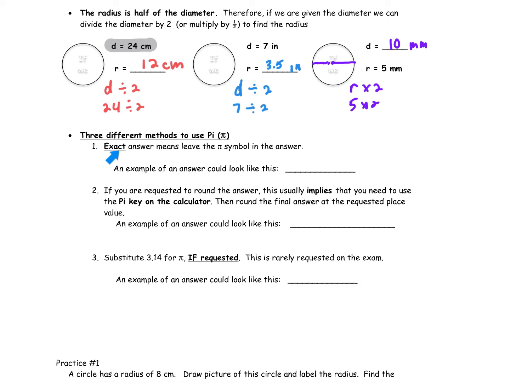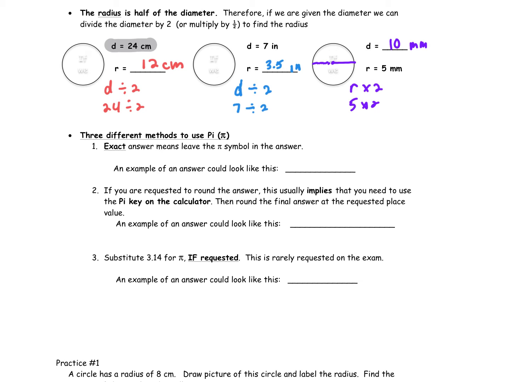The first way is for them to tell us that they're looking for the exact answer. When they say that, they want us to just leave this pi symbol in the answer. Sometimes they refer to that in terms of pi, or in pi form, but I know that the module mentions the exact answer, and that would be leaving the symbol because the symbol represents all of the numbers of pi, even though they're infinite.